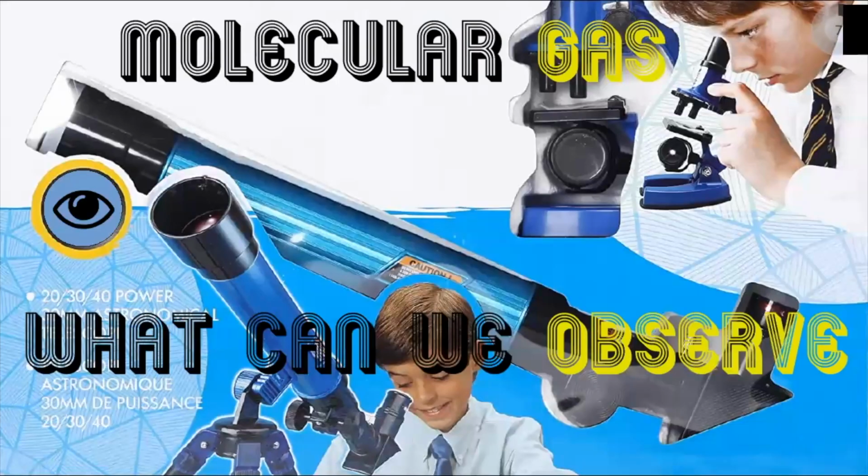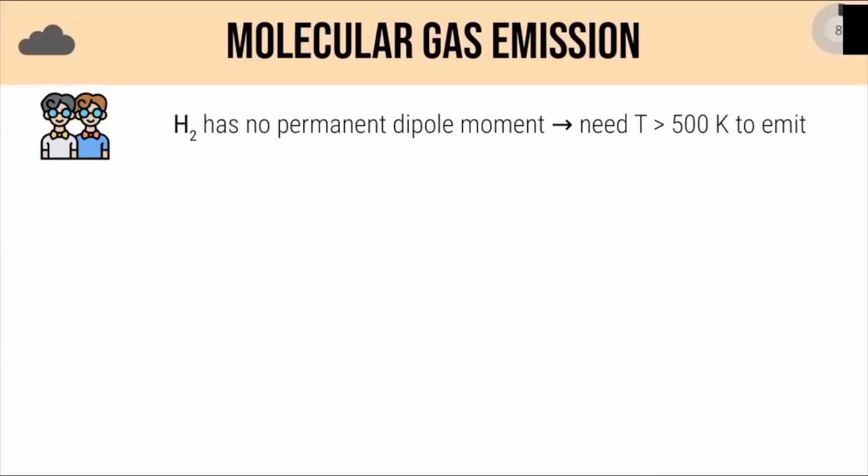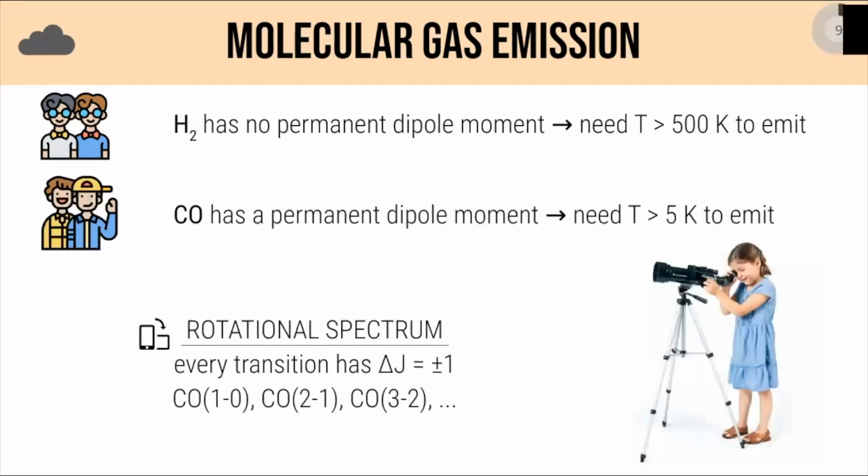So how can we observe molecular gas? H2, molecular hydrogen, is the most abundant molecule, but unfortunately has no permanent dipole moment. So we can observe it, but only in very special conditions. While CO, or carbon monoxide, has a permanent dipole moment, which means that it has a rotational spectrum that we can observe mainly in the millimeter and sub-millimeter band.